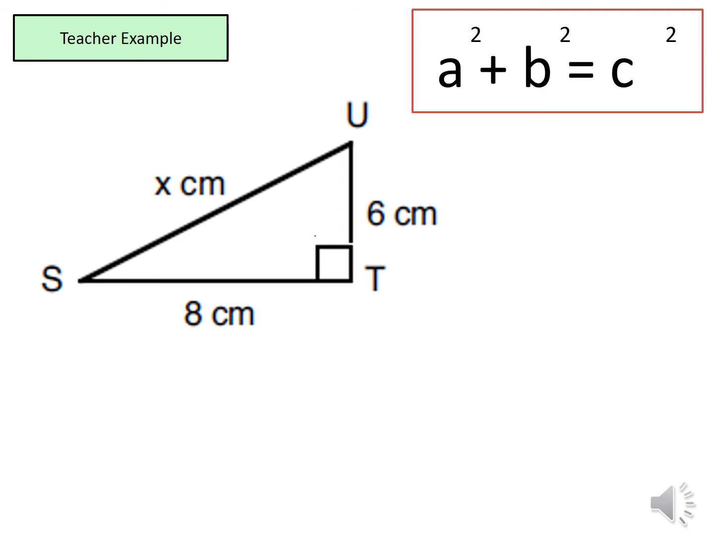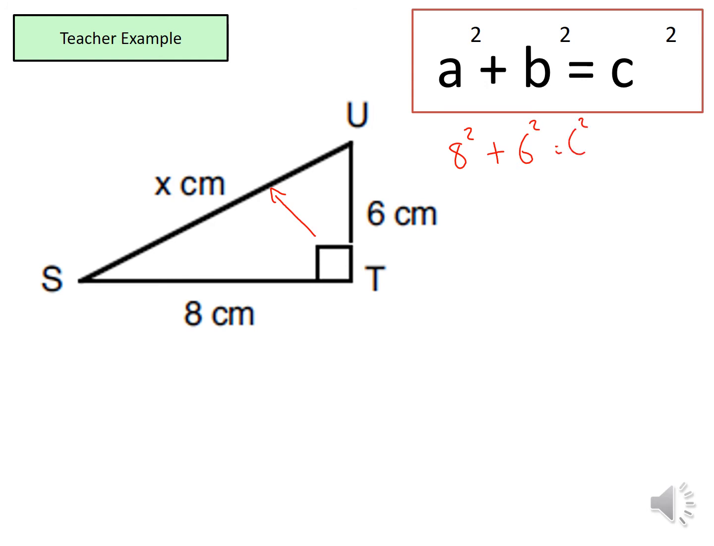Now I know I'm working out my longest side because the longest side is opposite the right angle, and that's the one that is missing in this question. So I'm working out the c in my formula. So I've got a squared plus b squared equals c squared. So I square my two shorter sides. So I have 8 squared plus 6 squared equals c squared.